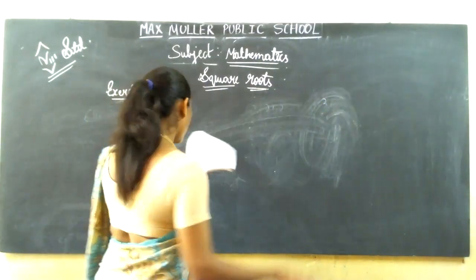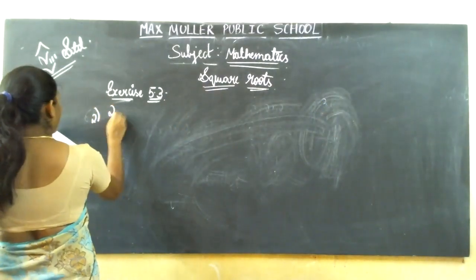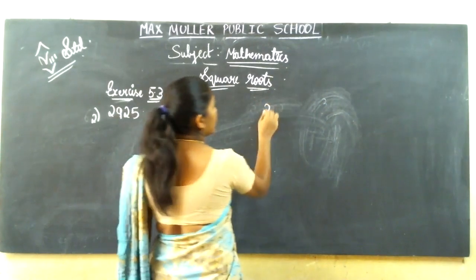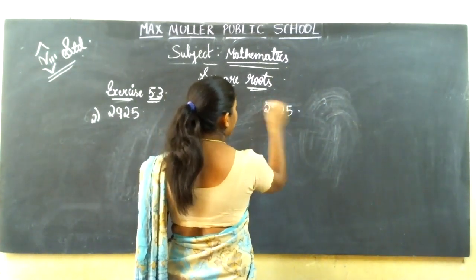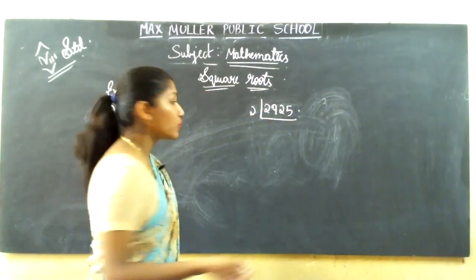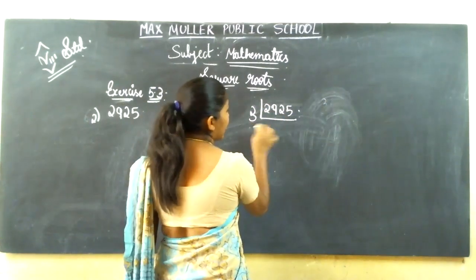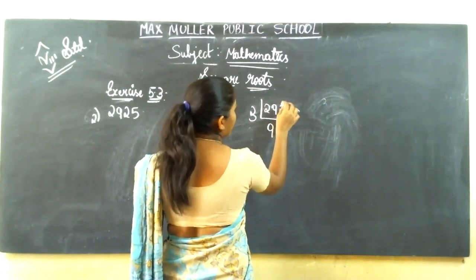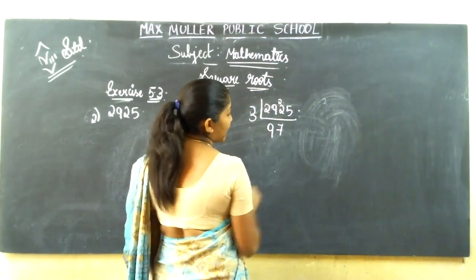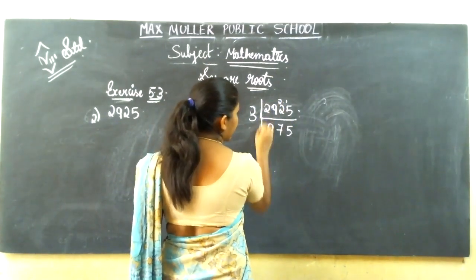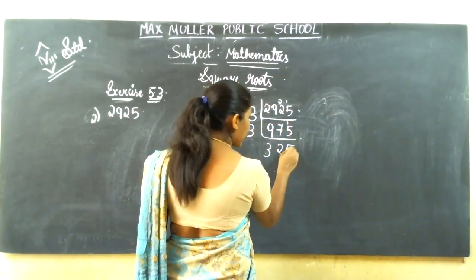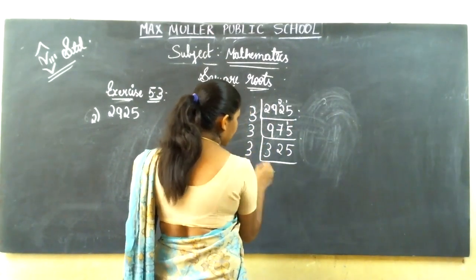Okay, now coming to the second problem, 2925. Again, you have to divide this number. 2925, that is, prime factorize. If you start from 2, the last number is 5, so you can't. So by 3 you can try. 3 9s are 27, so 28, 29, 2 carry. 3 7s are 21, 1 carry. 3 5s are 15. Again by 3. 3 3s are 9, 3 2s are 6, 1 carry, 3 5s are 15, 3 1s are 3.